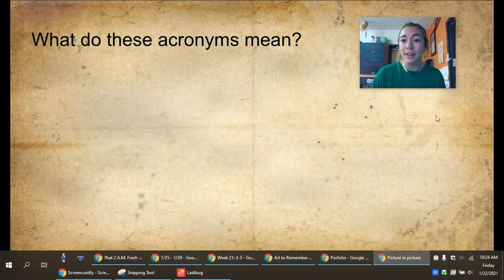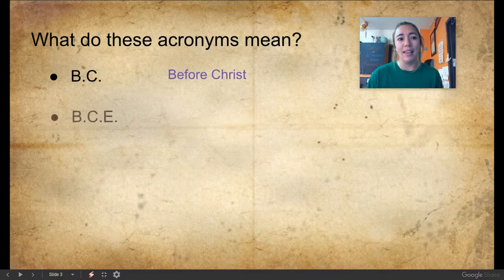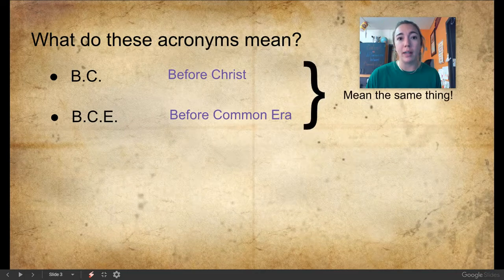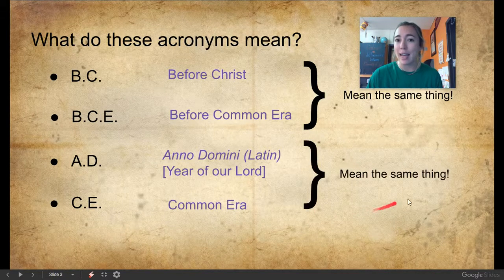So, let's go over just a few acronyms in case you haven't heard these before. The acronym BC stands for Before Christ, and then the acronym BCE stands for Before Common Era. Now, these two acronyms mean exactly the same thing. BC and BCE is at the very beginning of time. And then AD, it's Latin for Anno Domini. I hope I said that right. And it means year of our Lord. And then CE means common era. Now, AD and CE mean exactly the same thing. That just means current time. What is happening in this time now?